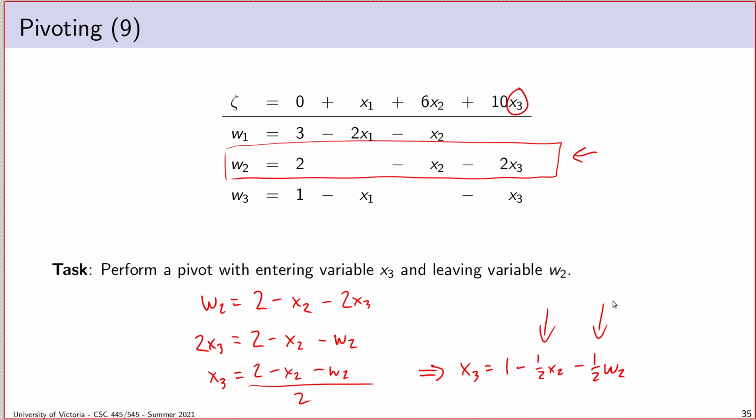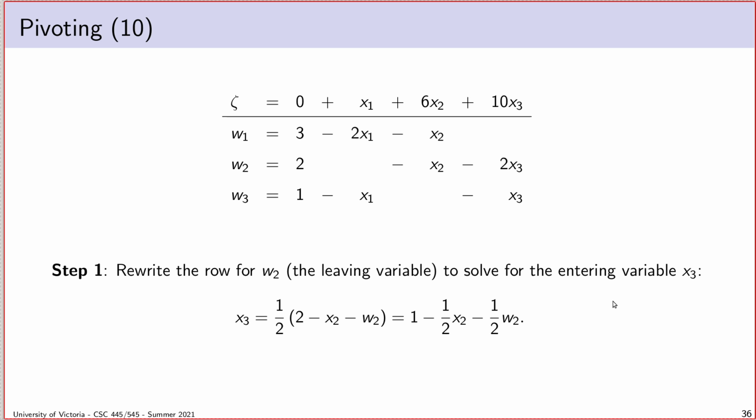I derived it for you. Here's an expression for x3 that I was able to compute by using this leaving variable w2, because I know that when I'm done, w2 won't be in the basis, so why don't I use this row as a way of finding an expression for x3. Okay, so x3 equals this. Okay, great. Okay, now what do I do?